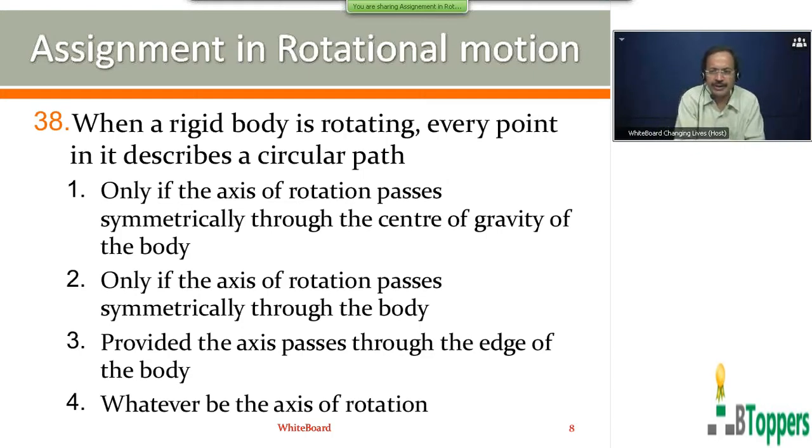See the question number 38. This I discussed in the theory part. When a rigid body is rotating, every point in it describes a circular path, whatever may be the axis of rotation. A rigid body performs pure rotational motion. Every particle of the rigid body moves in a circular path, the center of all the circles lying on the axis of rotation. So fourth option is the answer.